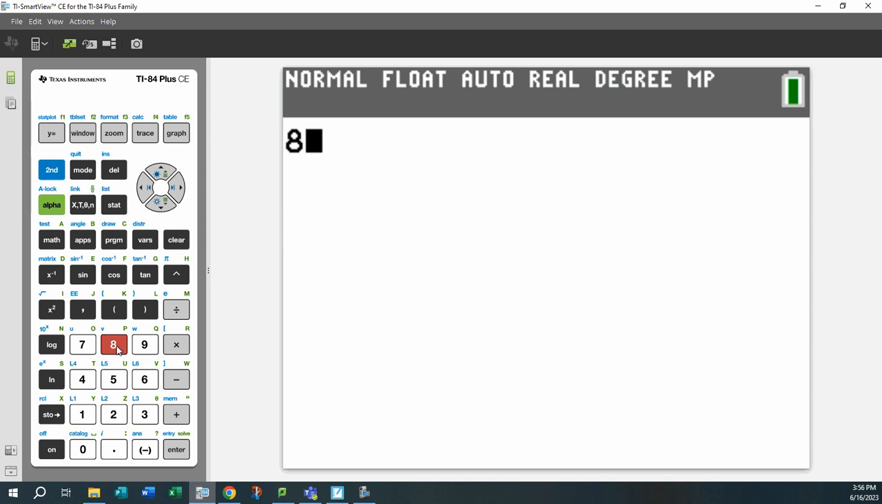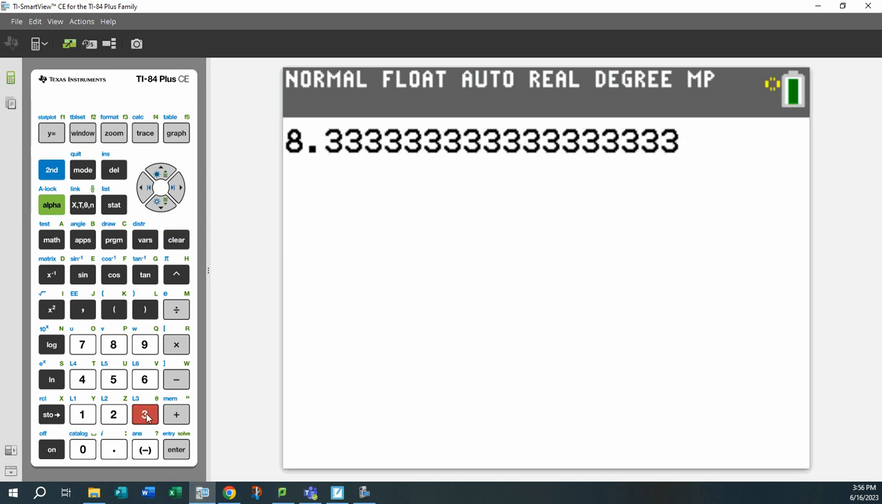So I'm going to go 8.333 and just fill it. As many threes as you can get. Okay? Guys who are gamers can do this really, really well. Okay, see what I mean? You got it.